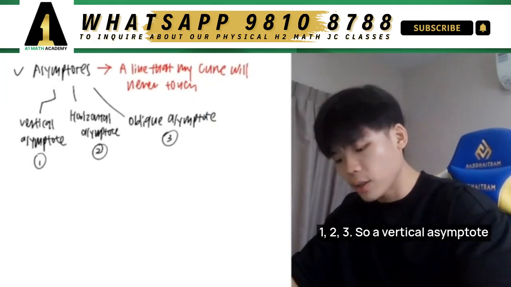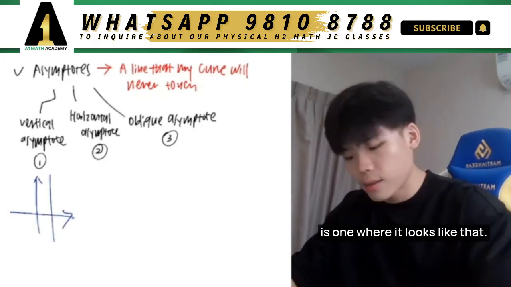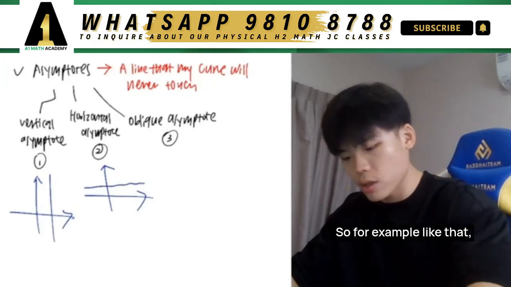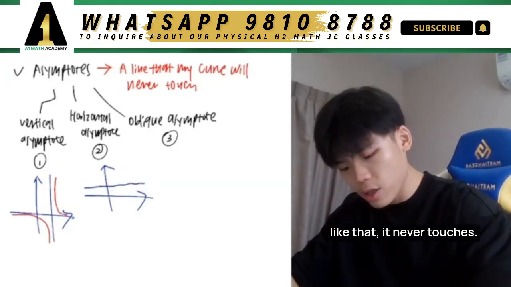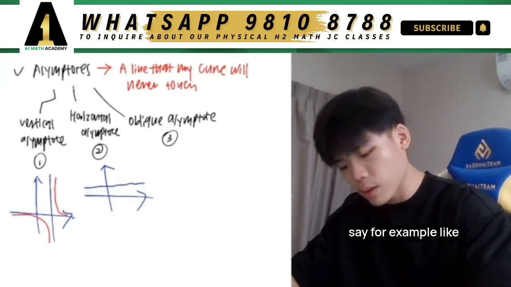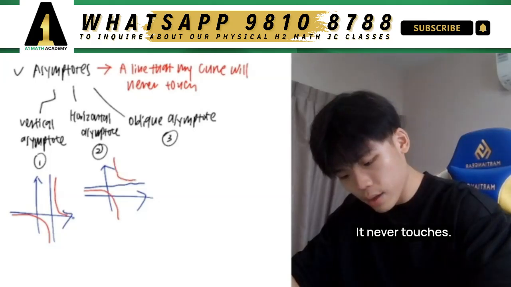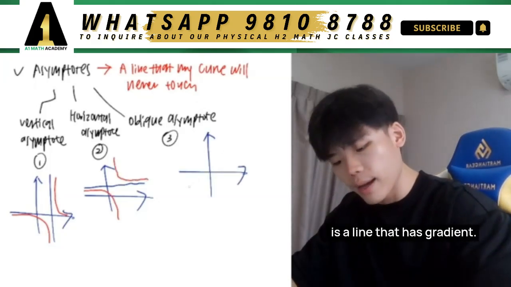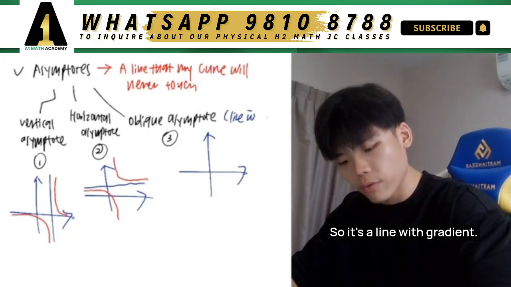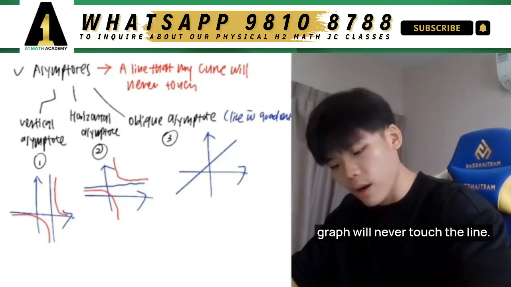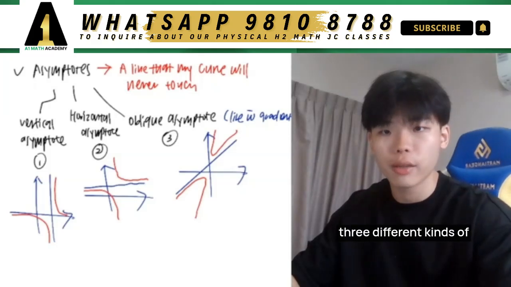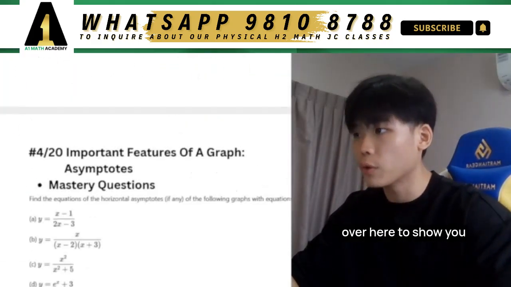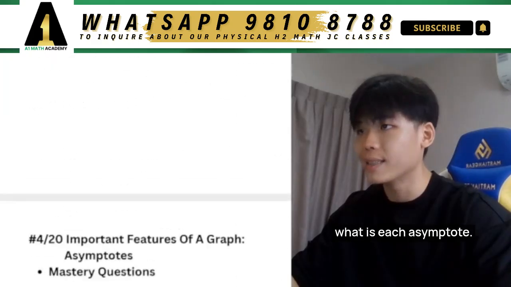So a vertical asymptote is one where it looks like that. A horizontal asymptote is one where it looks like that, where my graph will never ever touch it. So for example, like that, it never touches. And an oblique asymptote is a line with gradient. So it looks like that, and my graph will never touch the line. So there are three different kinds of asymptotes over here, and I will use these examples to show you each asymptote.